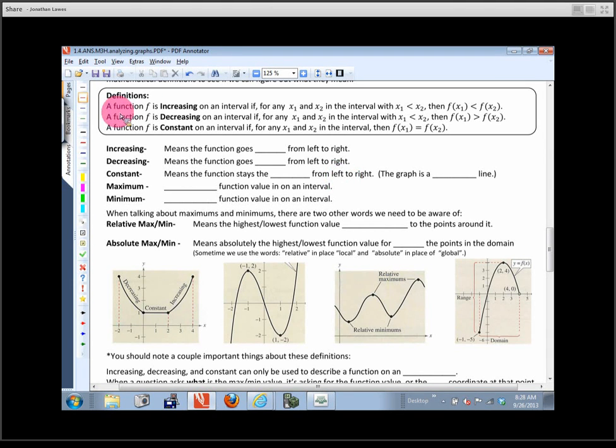It says a function f is increasing, so here's our vocabulary term, increasing, on an interval if for any x1 and x2, so for any two different x's on the interval where x1 is less than x2. So that means this is on the left and this is on the right. x1 is smaller than x2. So we're going from a small value on the x-axis to a big value on the x-axis. It means that f of x1, this y value, is smaller and this one is bigger. So let's think about what that means.